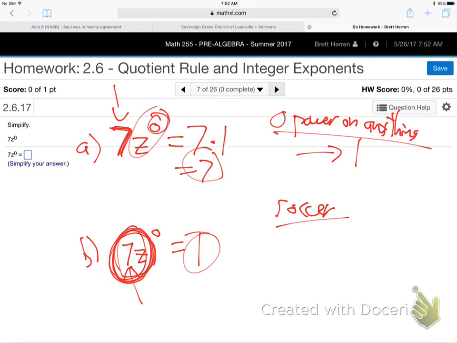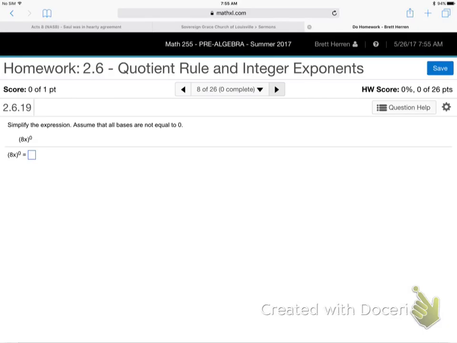So with powers, always be clear who the coach is talking to. Only the ones on the field. Okay, so 8x to the 0 power. So who is the coach talking to? The whole thing. And what does a 0 power coach do to anybody he talks to? Drop and give me 1. Just 1. That good? Just 1.